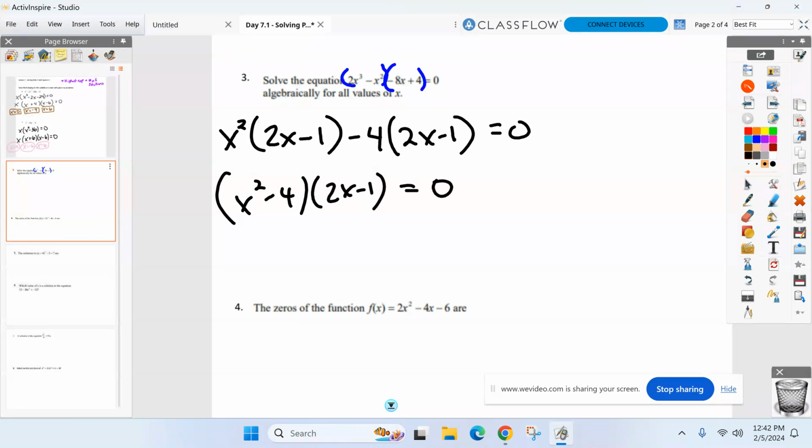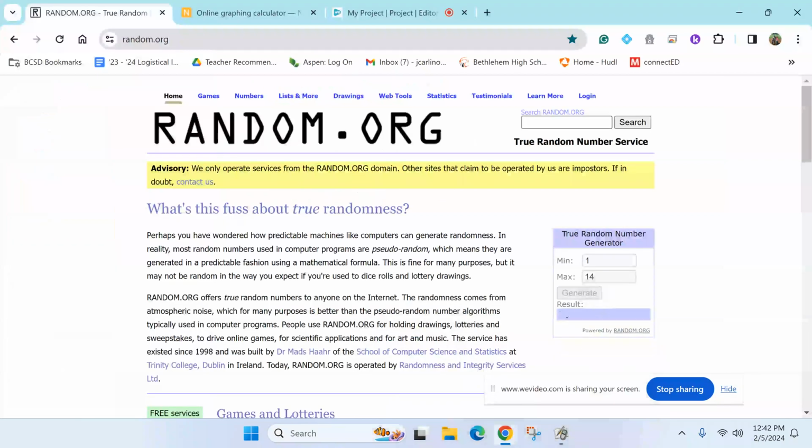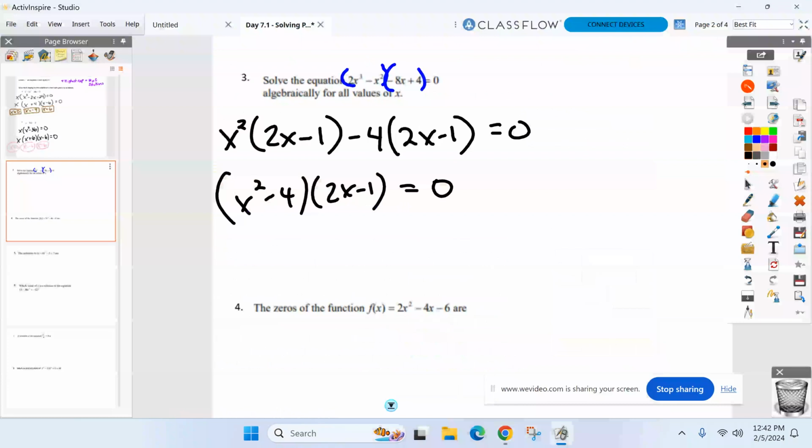I should get 3 answers, though. That's not looking pretty, right? I should get 3 answers. What else can I still do up here? Talk to me. What else you want to do, Gabby? Difference of perfect squares. Which one? X squared minus 4. Go ahead. What do you got? X plus 2, x minus 2. Yep.